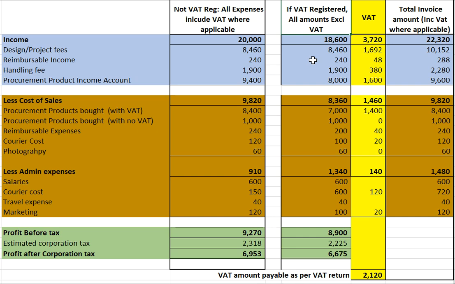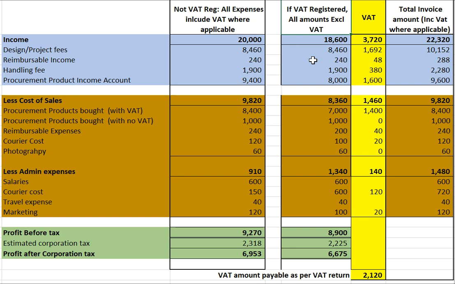It's important to note that when you are VAT registered, VAT is not your money. So you are becoming like an agent to HMRC. And what you're going to have to do is charge VAT on all your invoices of income that you raise to your clients. You have to charge VAT on all of that if it is a UK client.